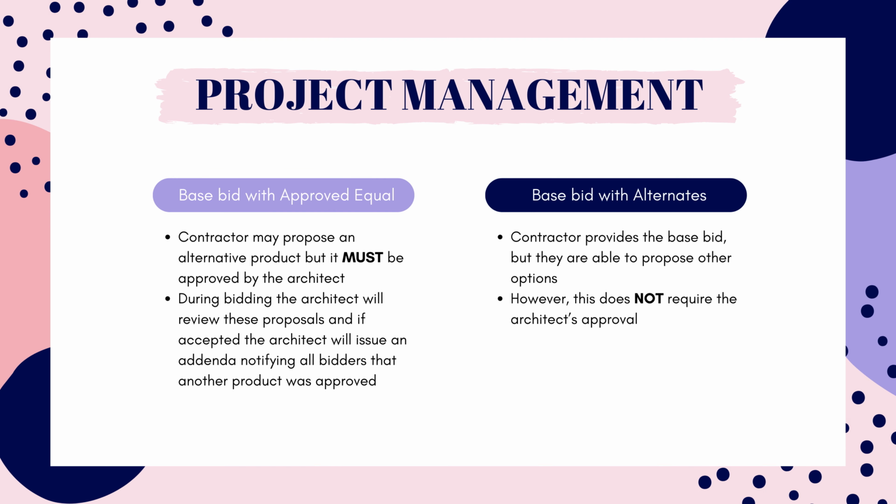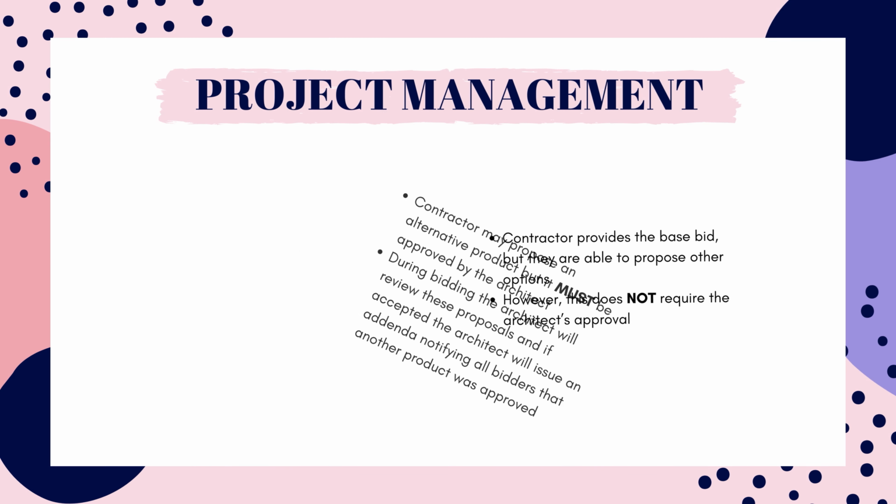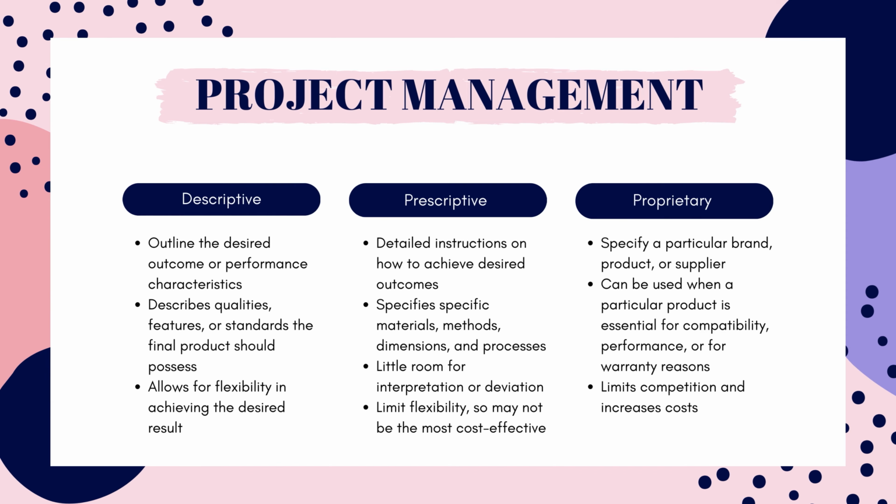I'm not sure when an architect would want to use a base bid with alternates because in that scenario, the contractor can use other materials without the approval of the architect. This type of specification does not give the owner and the architect control over the quality of these products. Maybe if the cost of the project is the most important to the owner, this would be the best specification for lowering costs.